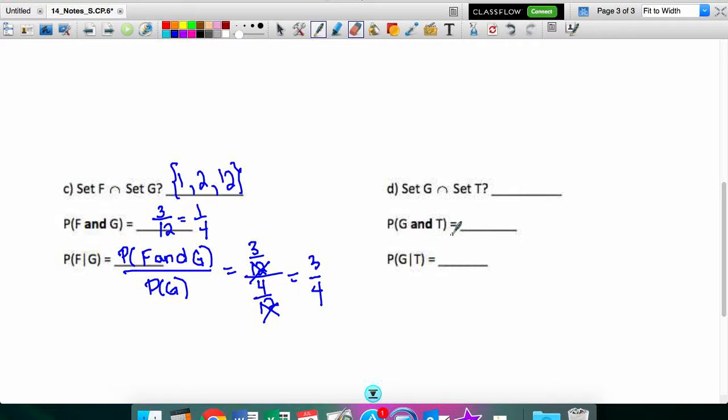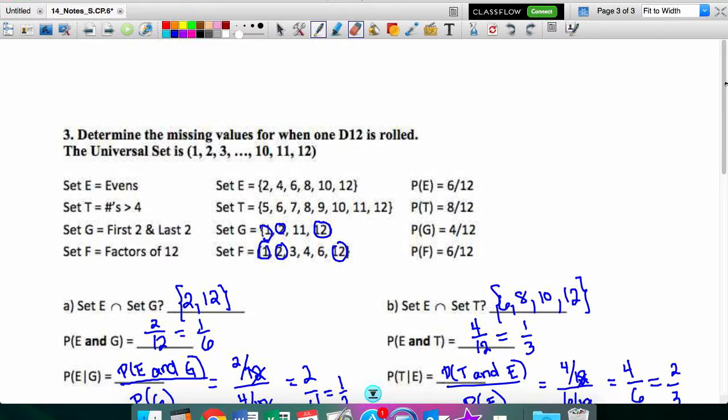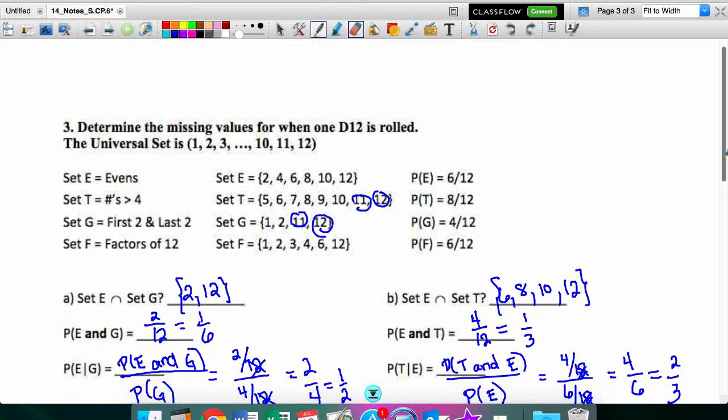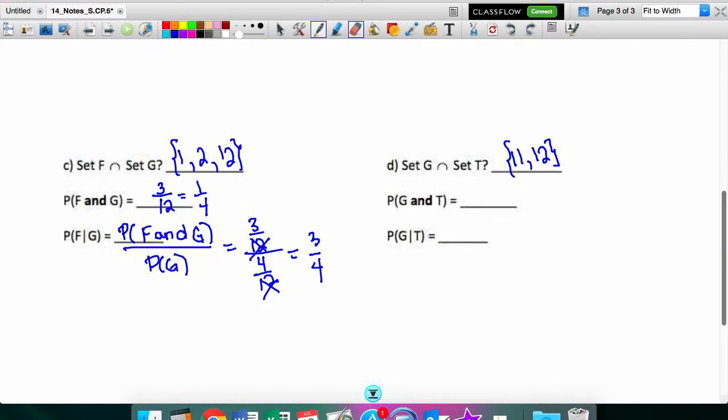Last but not least, D, set G and set T. So we go back to the top and we see where G and T intersect, what elements they share. So looking at G and T, it looks like 1, 2, not shared, 11, and 12 are. So we have 11 and 12, 2 elements that are shared within these two sets. So that's our subset for G and T. And our probability for G and T would be the 2 elements that are shared out of the 12 possible elements, giving us a final intersection probability of 1/6.